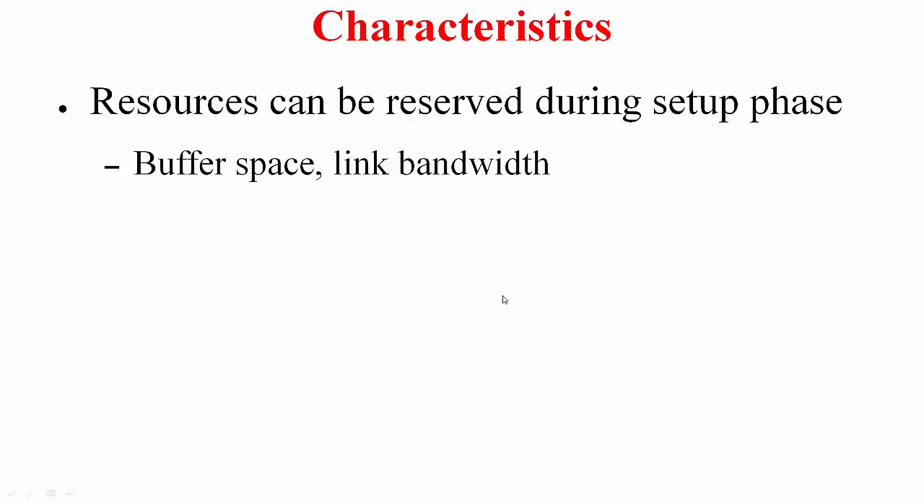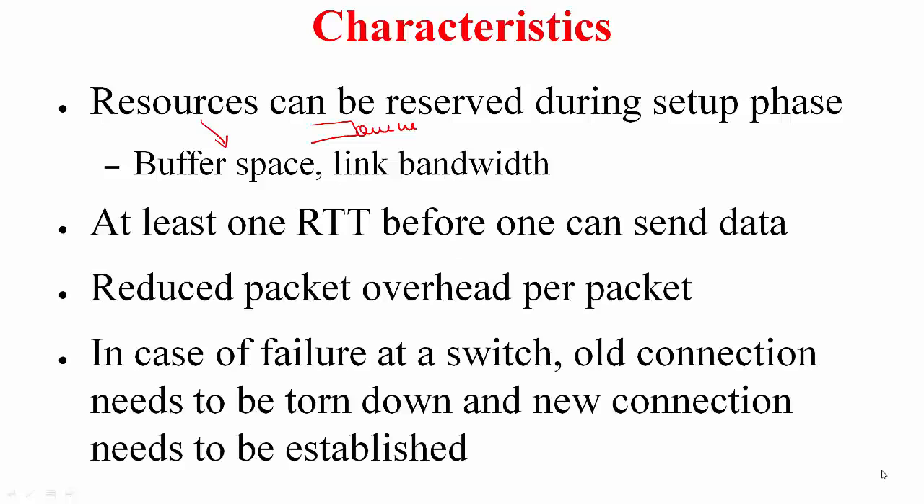So here are the characteristics of virtual circuit switching. Basically, you can reserve resources during the setup phase, and these resources could be buffer space, the amount of space in the queue, or the link bandwidth itself. Now, before you can send the first packet in your connection, how much time do you have to wait in virtual circuit switching? Because of this connection setup, this packet has to go all the way to the destination and the ACK has to come all the way back before you can send a packet. So this can take at least one round trip time.